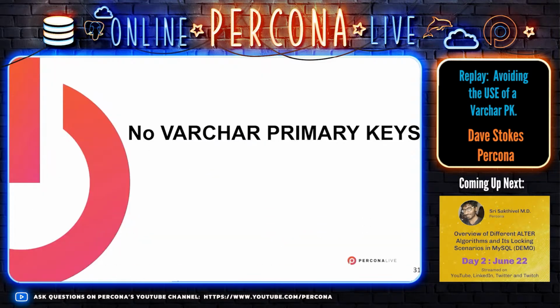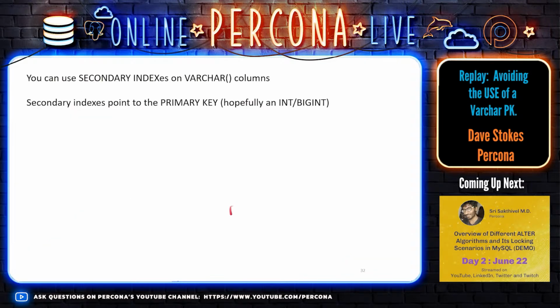Okay, so no varchar primary keys. That's number 1. Number 2, you can use secondary indexes on varchar. Secondary indexes point to the primary key, which is hopefully an int or, failing that, a big int.